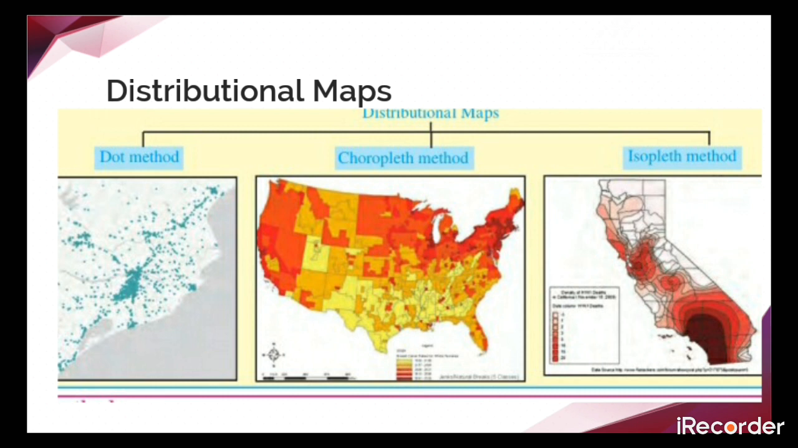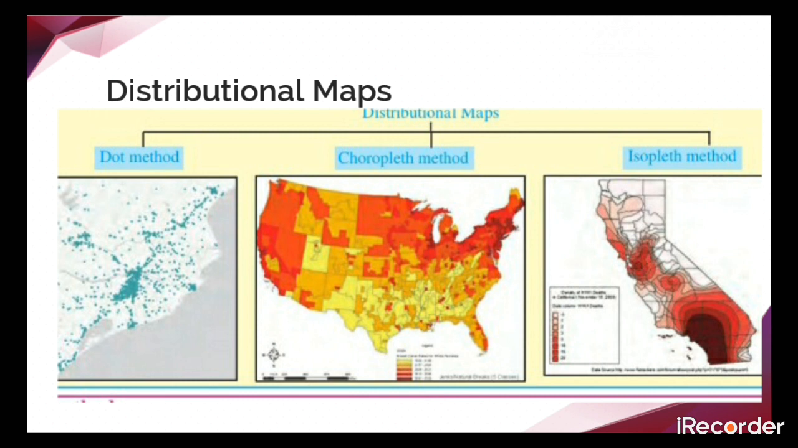Now, how do these maps distribute the information? The maps showing the geographical distribution of temperature, rainfall, population, etc. are called distributional maps. These maps are useful to explain the geographical distribution of various variables in a region. So we can take help of these maps to understand the region very well.